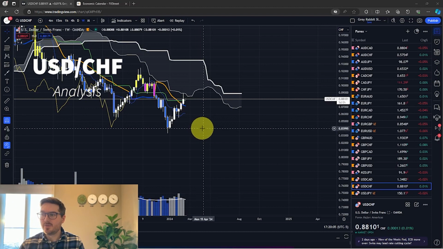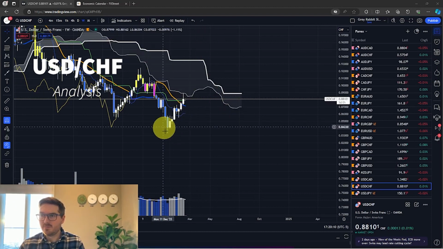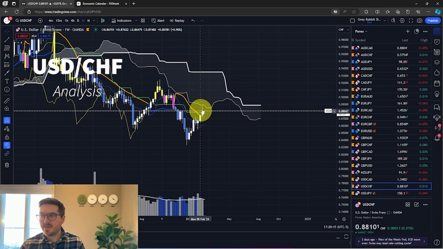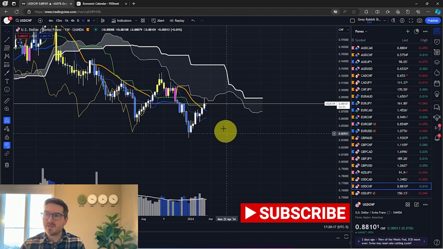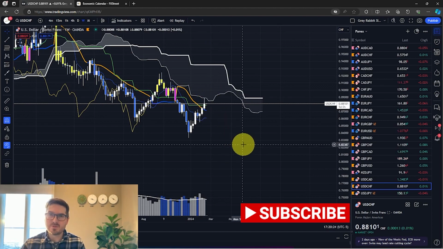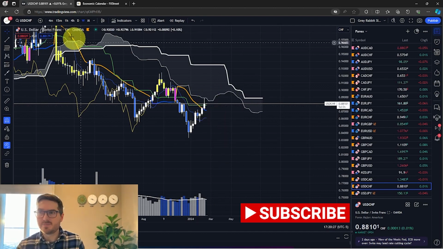Okay guys, USD Swiss franc on the weekly. So right now, overall this is bearish, but we've had a nice retracement back to this trend line here, the Senkou span A, and also past the Kijun-sen. So we're starting to form an inside bar. So this could be a reversal point in the market, which I'm expecting it will be.